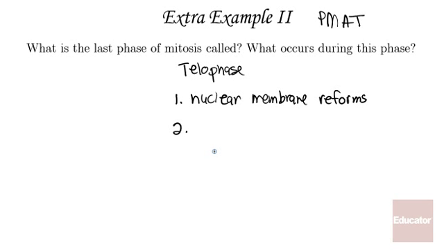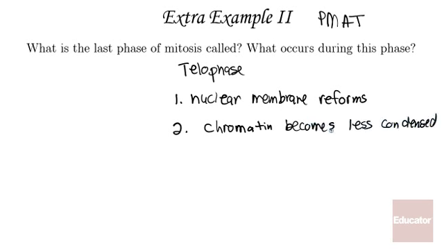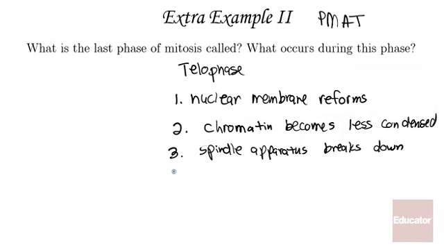The second event, recall that chromatin condensed in prophase. Now, chromatin becomes less condensed. So once it decondenses, the chromosomes are not going to be visible via light microscopy. During prophase, the spindle apparatus formed. Now, the spindle apparatus breaks down. In addition, the nucleoli reappear.